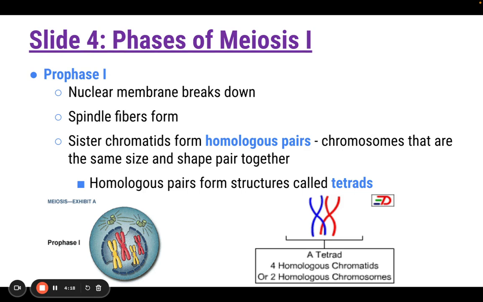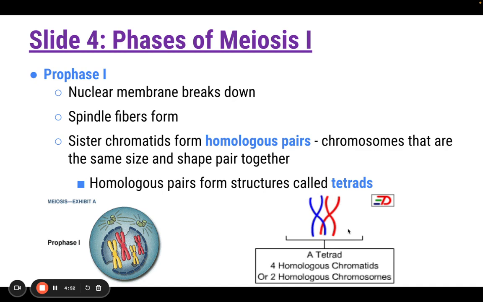Prophase 1, similar to mitosis, we see the nuclear membrane break down. The spindle fibers, if you remember those, also form and they extend out from the centrioles. And what's kind of new or unique to meiosis 1 is the sister chromatids form these homologous pairs with the chromosomes that are the same size and shape. We call these tetrads. Okay, so one of the chromosomes in a tetrad is DNA that came from the father, and one is DNA that came from the mother.